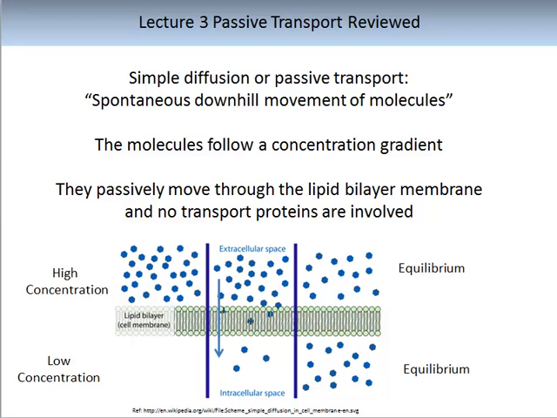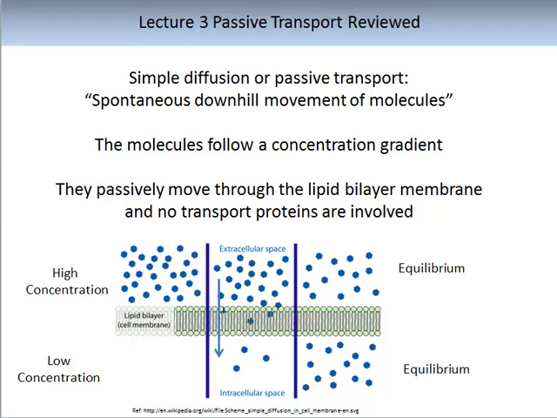If you look on the left-hand side, you will see a high cluster or concentration of molecules, then a lipid bilayer or cell membrane, and then underneath another cavity, which is the intracellular space, with low concentrations. The middle compartment of the image then shows what happens over time: the molecules start to move through from the high concentration to the low concentration. They move through the lipid bilayer.